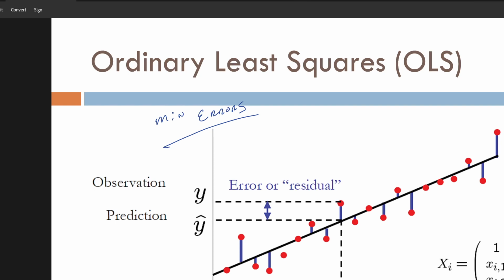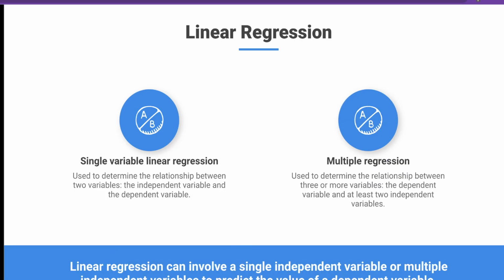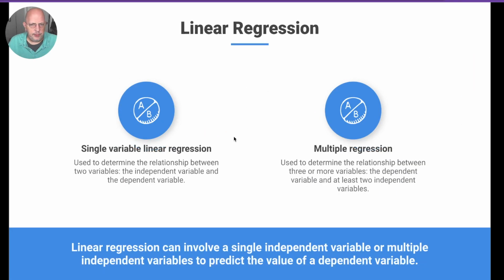Okay, so let me switch over here, Chrome Video. It's simple multiple linear regressions. It's just the number of variables we use. It's simple.